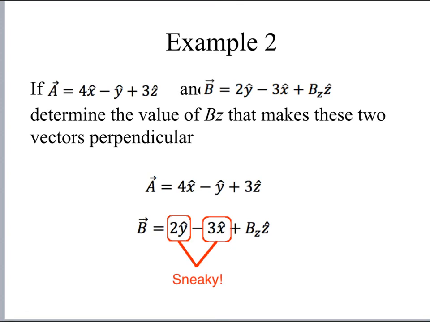So here's our problem. I want to look at these two vectors because I did something a little sneaky here. I said my A vector is 4x hat minus y hat plus 3z hat, but my B vector was written 2y hat minus 3x hat. Do you see how sneaky that is? The normal order is reversed here.